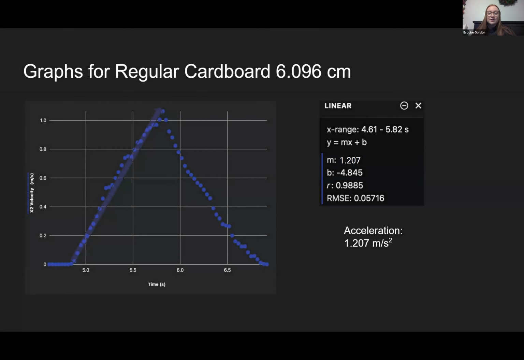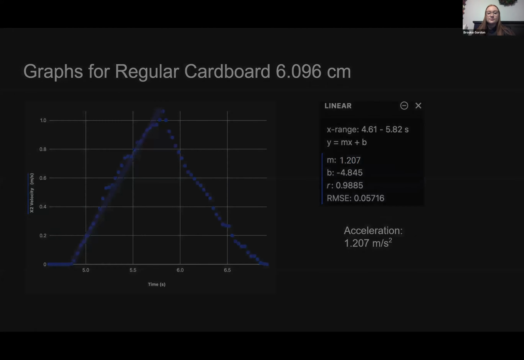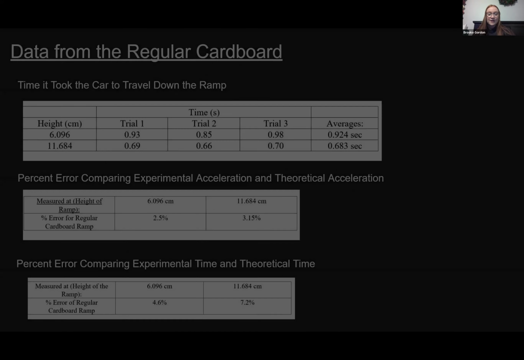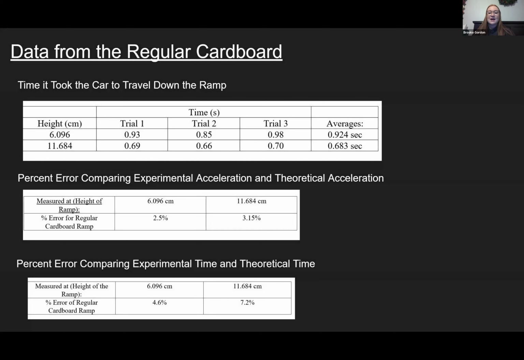The regular cardboard at 6.096 showed an acceleration of 1.207, and then at the 11.684 height showed an acceleration of 2.331. And for the regular ramp, you can see the average times for the shorter height is 0.924 and the taller height is 0.683. The percent error comparing acceleration for the lower height is 2.5% and 3.15% for the taller height. And then again, the percent error for the time was 4.6 for the lower height and 7.2 for the taller height.